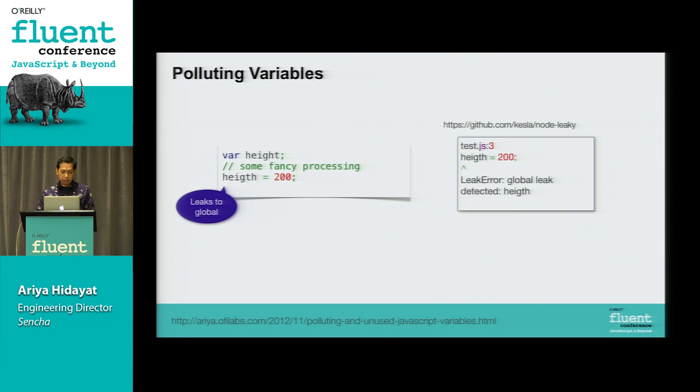Sometimes you make mistake like this where you have a typo there, and then it leads to global leaks. And if you have a parser, you can walk through the syntax tree and then find out an assignment to a variable that has never declared before. And there's already a ready-made project for this called leaky. And if you run this, it will point out the problem there, that your variable has a typo.